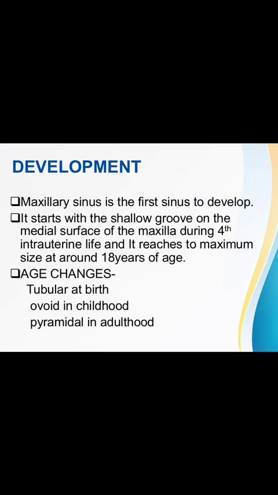At birth, the maxillary sinus is an oblong cavity which is tubular in shape. In the early childhood, the floor of the maxillary sinus is above the floor of the nose, and as the teeth develop, the growth of alveolar process takes place, and the floor also starts descending down. At around 12 years of age, the floor of the sinus is at the level with the floor of the nose, and in adulthood it becomes pyramidal in shape.